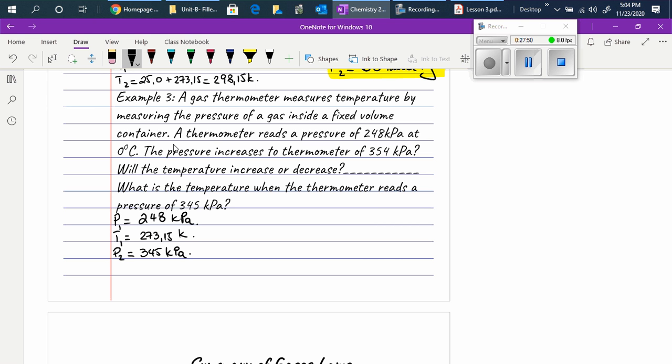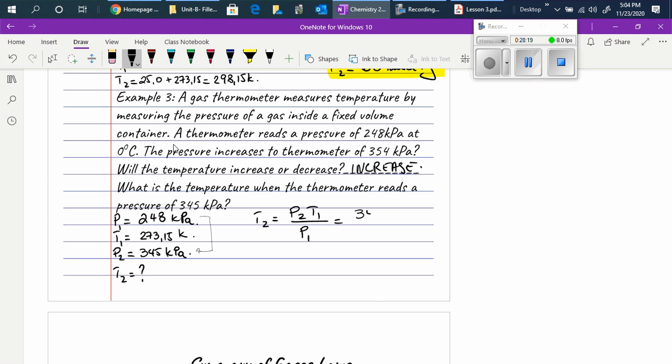What do you think the temperature will be? Will it be increasing or decreasing? And what is the temperature? Since the pressure is increased, the temperature will increase as well, because they are directly proportional to each other. Now T2 is equal to P2 T1 over P1.